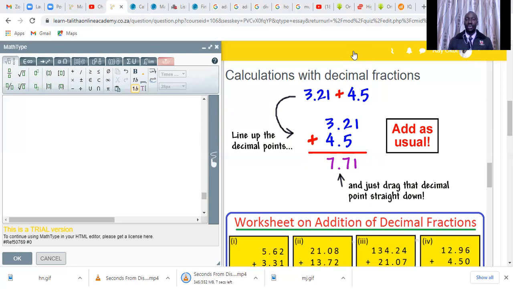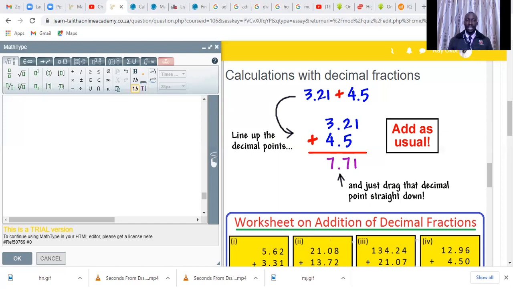Now, there are a few rules that we will want to follow when we are adding decimal fractions. That is when we are dealing with this calculation part, which is about adding decimal fractions. Well, this rule applies even when you are subtracting. The rule for adding decimal fractions also applies when we are subtracting decimal fractions. And what are these rules? Well, there are majorly 3 rules.